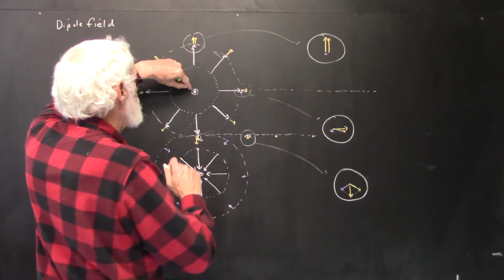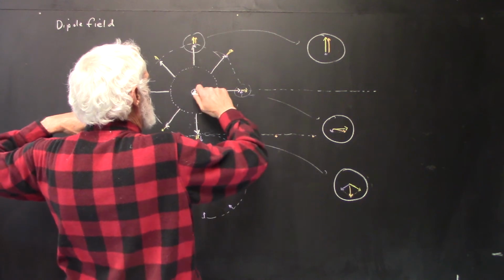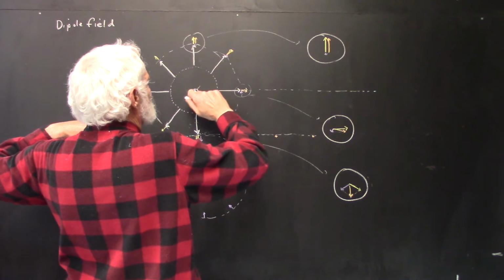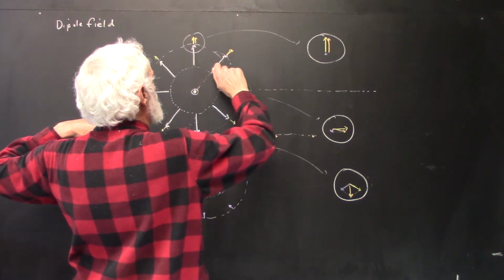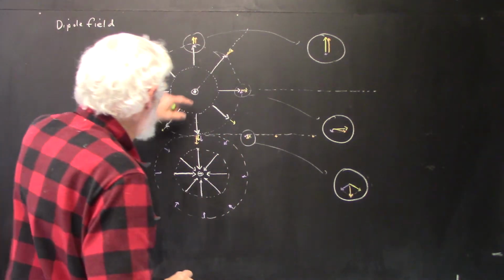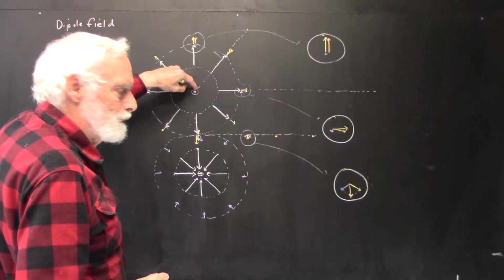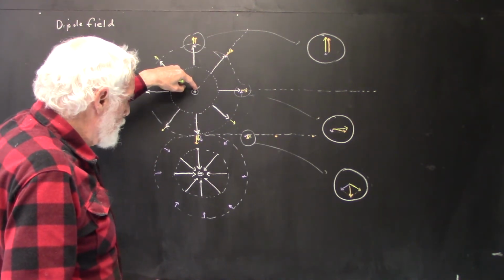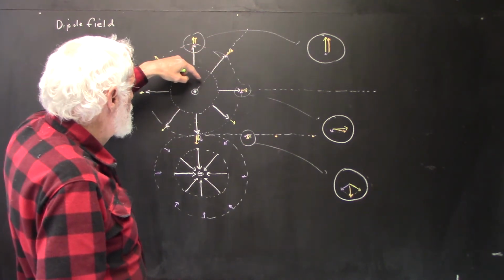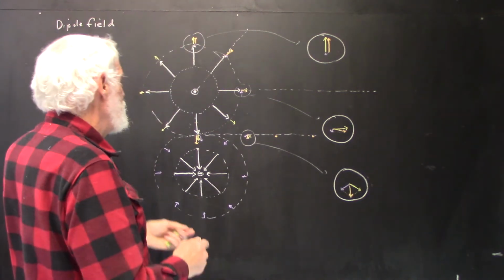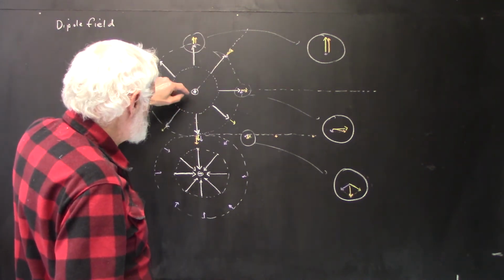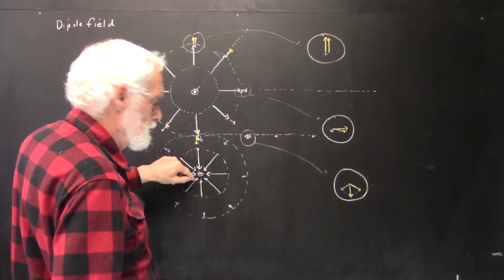Starting here, I understand that my field is going to be almost radial. So I'm going to draw a radial line here. But from the very start, say starting on this little circle, we are going to have some influence of this negative charge. And the further we get from this point, the less the ratio of the distance from this charge to the distance from this charge.